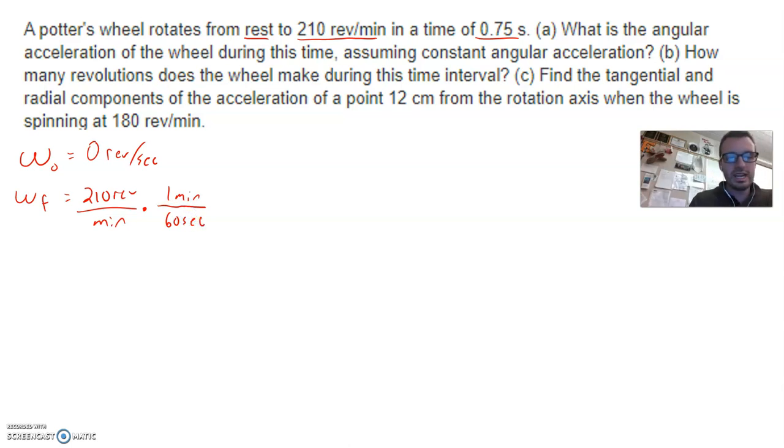So 210 revs per minute, if I multiply that by 1 minute over 60 seconds to convert, I'm going to get 3.5 revs per second. So that's going to come in handy as we move forward through the problem. It says it does that in a time of 0.75 seconds, and then it asks us a bunch of questions.